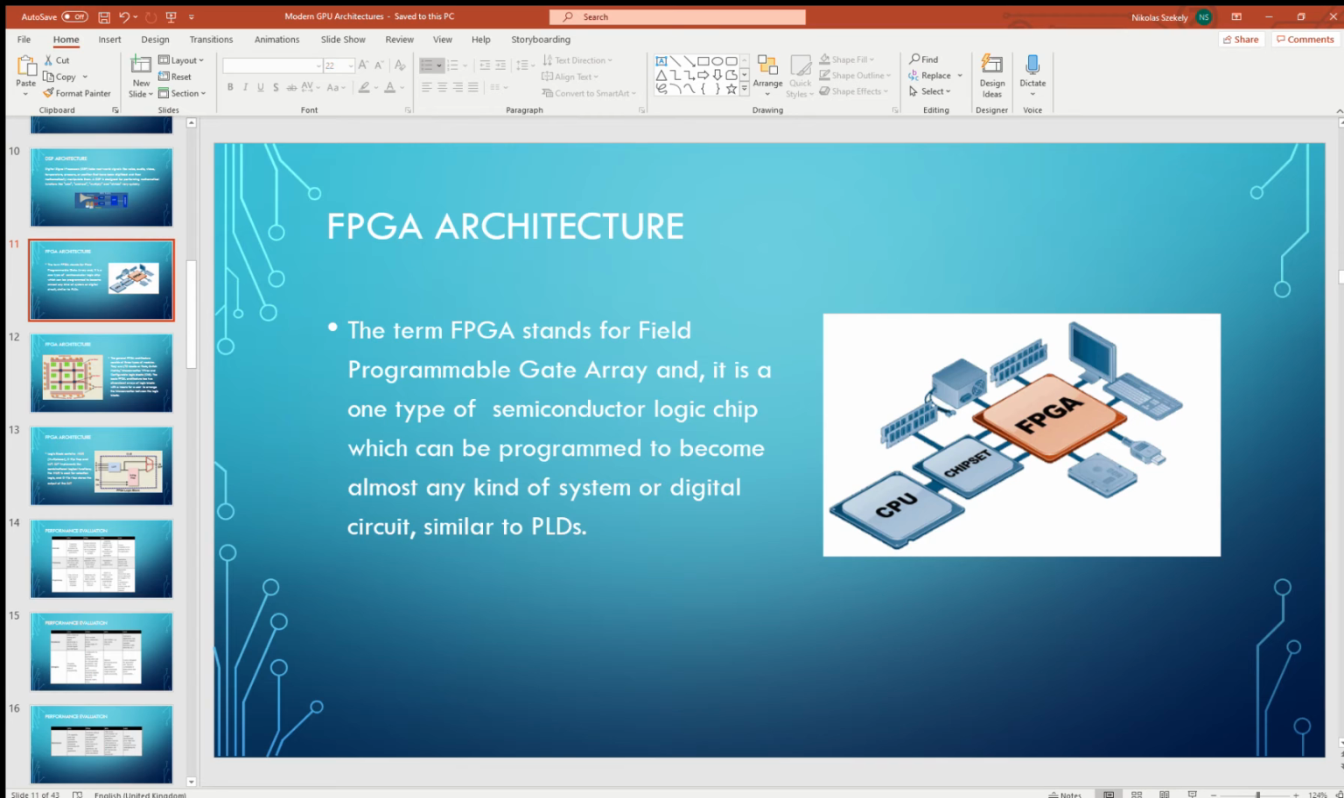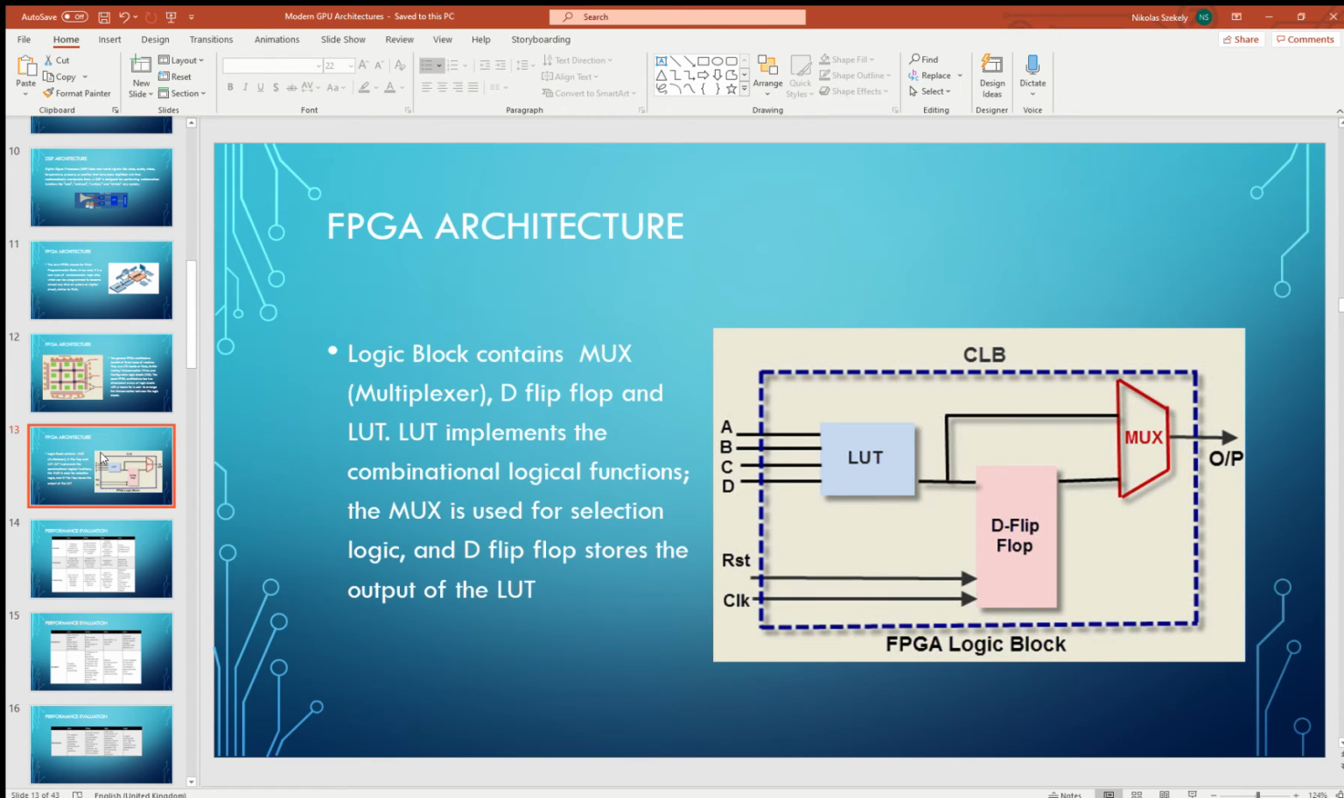The general FPGA architecture consists of three types of modules. They are I/O blocks, switch matrix, and wires and configurable logic blocks. The basic FPGA architecture has two-dimensional arrays of logic blocks, which allow a user to arrange the interconnection between the logic blocks. The logic block contains the MUX, a multiplexer, a D flip-flop, and a LUT. The LUT implements the combinational logical functions. The MUX is used for selection logic, and the flip-flop stores the output of the LUT.